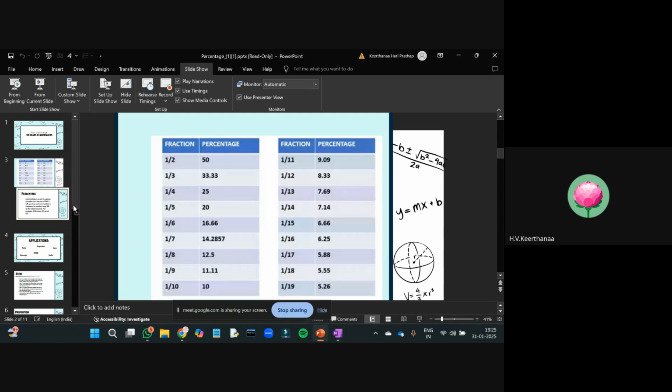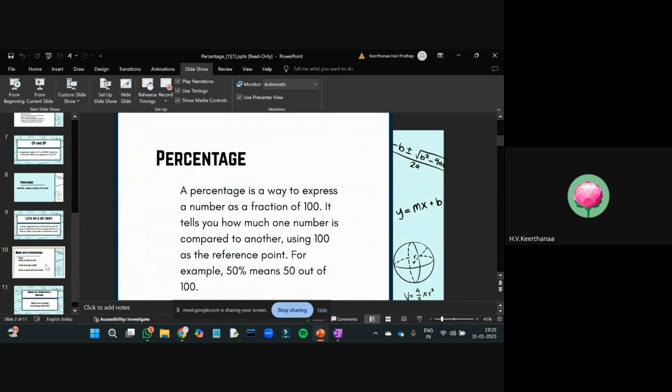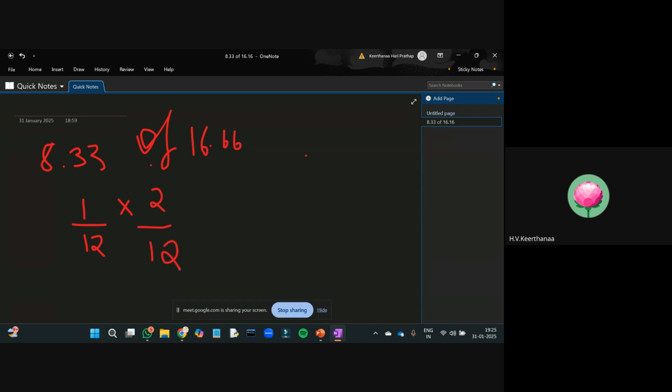So yeah. Sorry. One second. Let me go to the question. Yeah. So it's 8.33 of 16.66, 66 of 288. Pretty simple question, right? So 8.33 is nothing but 1 by 12, and 16.66 is nothing but 2 by 12, right? And your 288 is 144 into 2.